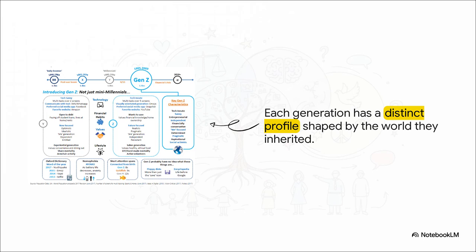This chart really lays out that whole generational divide so clearly. For example, just look at the contrast in money habits. You go from Gen Y being pretty open to debt to Gen Z being really focused on saving. Or look at their lifestyles, shifting from what's called millennial armchair activity to Gen Z being active volunteers. You can see how each generation's profile is a direct response to the world that they grew up in.